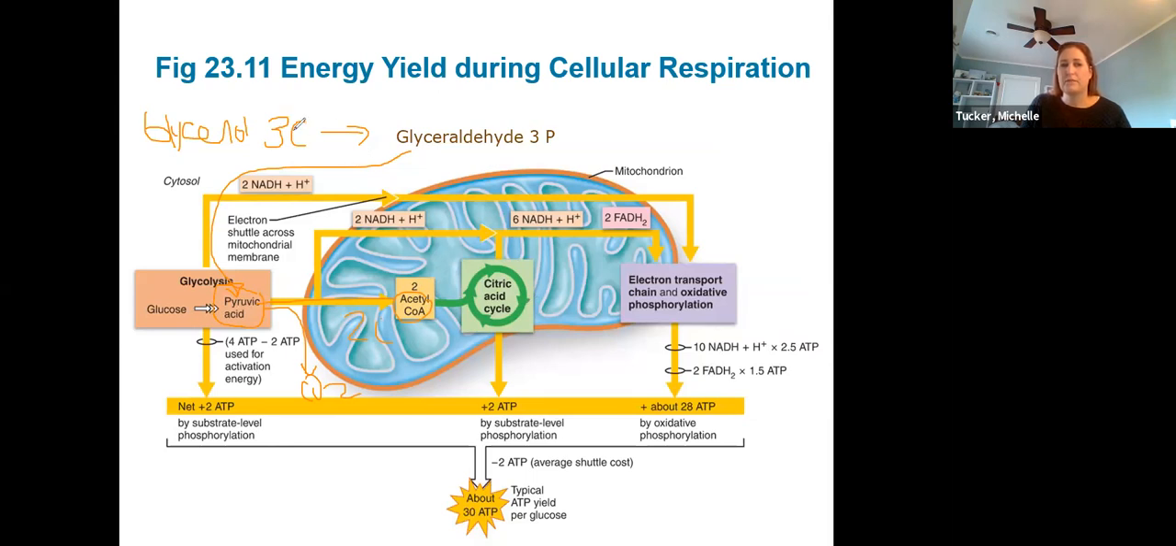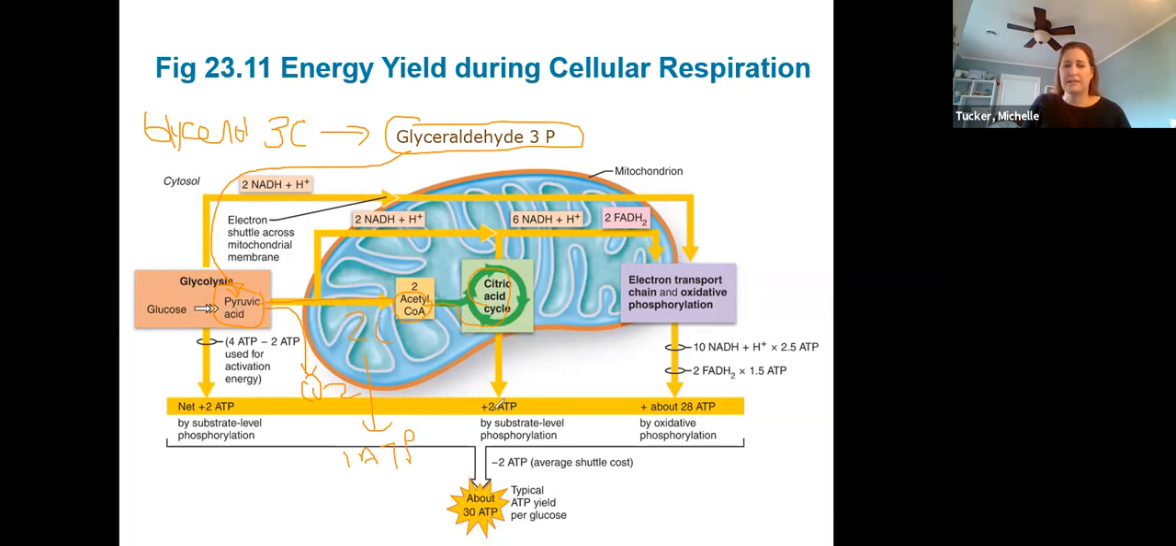So glycerol is 3 carbons, gets converted to this glycolysis substrate, glyceraldehyde 3-phosphate. Glyceraldehyde 3-phosphate gets transformed into pyruvic acid. Pyruvic acid loses a CO2, combines with CoA, becomes acetyl-CoA, moves into the citric acid cycle. And so at this generation, we get 1 ATP.